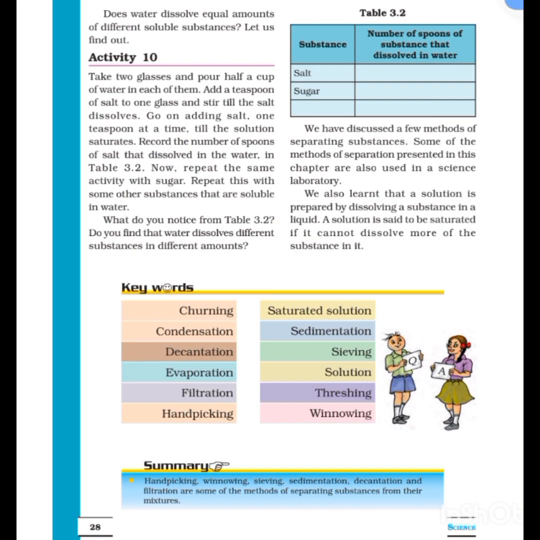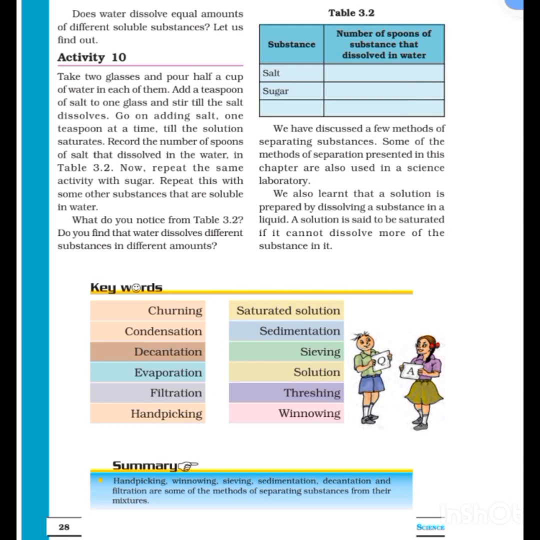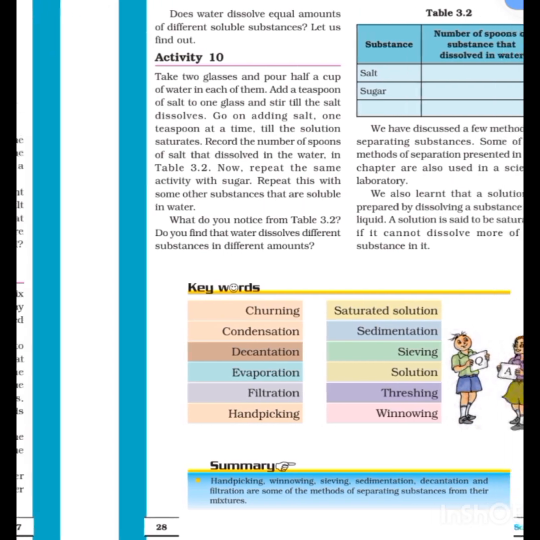So let's understand, does water dissolve equal amounts of different soluble substances? Let us find out. So this one is activity 10 again. Okay, so what is the meaning of, let's understand this, churning. Okay, so these are keywords. Churning means क्या होता है? Yes, बिल्कुल बारीक बारीक जो जाता है. Okay, जैसे हम कोई खाना खाते हैं, उसको churn करते हैं. Okay, उसकी जो चटनी बन जाती है, बिल्कुल saliva बन जाना. Okay, फिर then condensation, ये बता दिया आपको, decantation, evaporation, filtration, hand picking, जो हाथ से pick करते हैं. Saturated solution क्या होता है? Sedimentation, sieving, solution, threshing, winnowing. Okay, so ये these are क्या हैं, ये आपके keywords हैं, इनको आपको learn करना है. You have to learn these and also find the meaning of these new words.